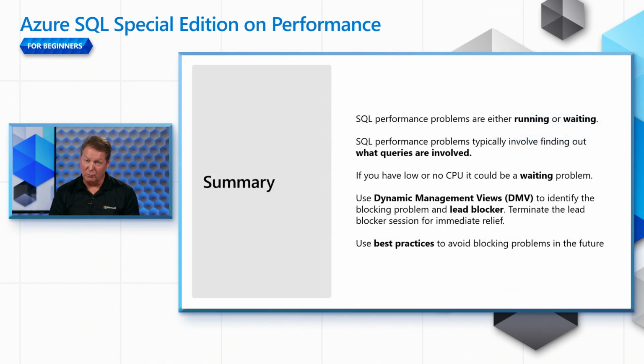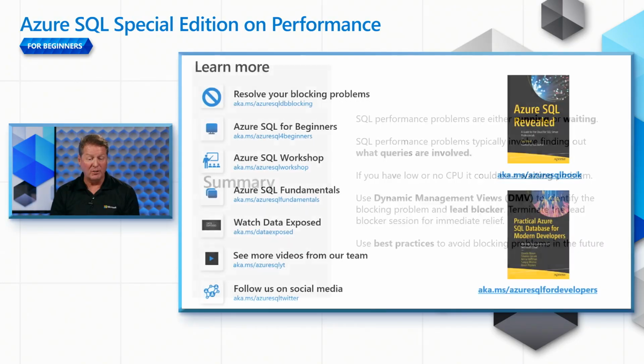So, in summary, we saw another problem. We started looking at a running or waiting issue. We tried to figure out what queries are involved. We didn't see our workload involved in a high CPU scenario. We saw a low CPU scenario, so we said it could be a waiting problem. We didn't see any stats to back it up, so we had to use dynamic management views to identify a blocking problem and who the lead blocker was. We terminated that lead blocker session to get immediate relief. But we also showed you after the fact best practices you can use to avoid those blocking problems in the future.